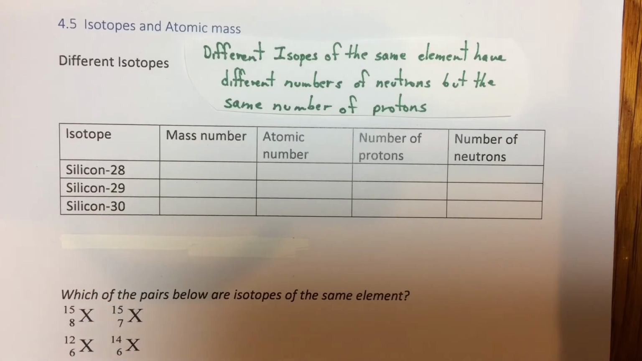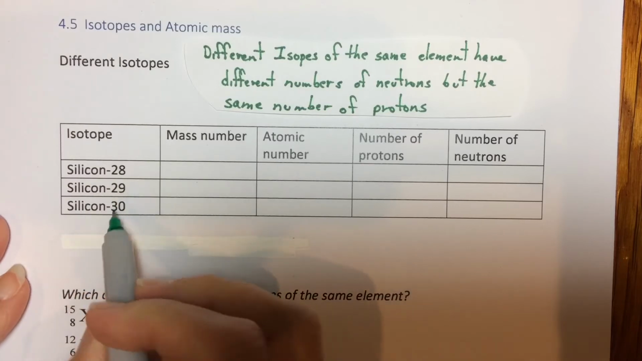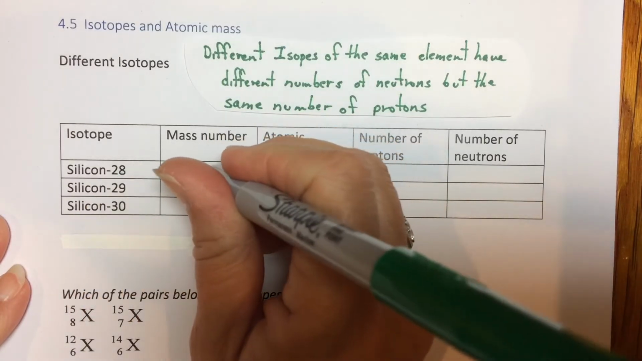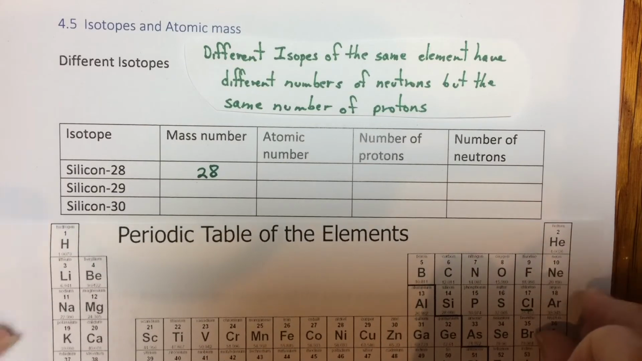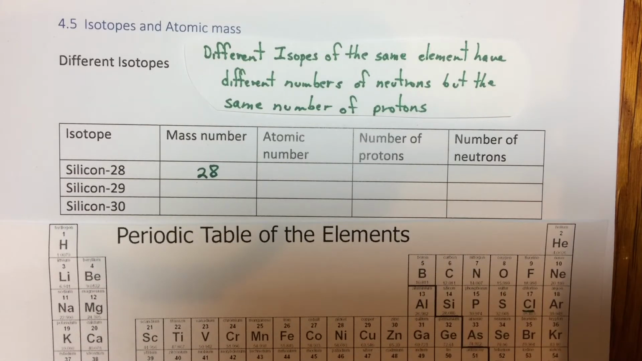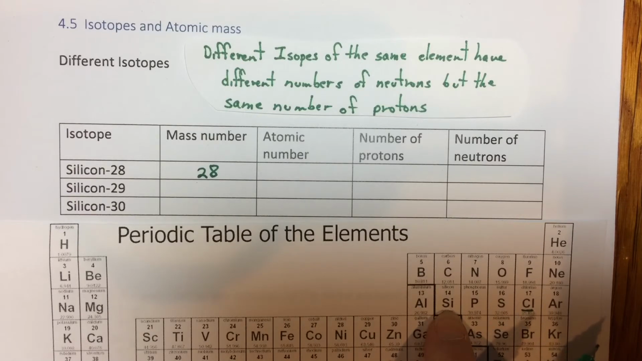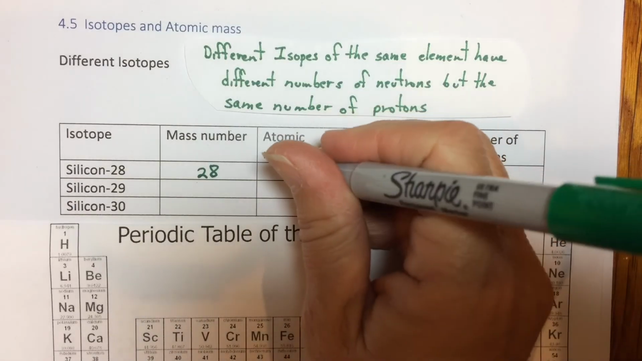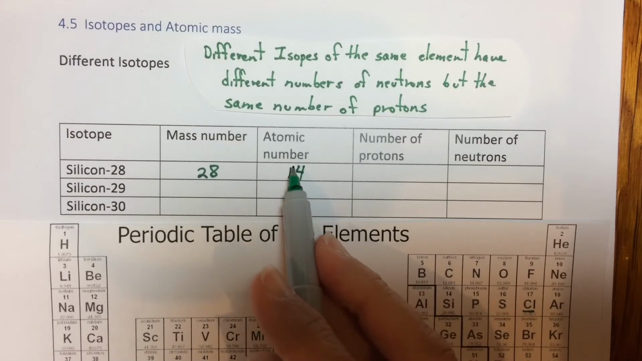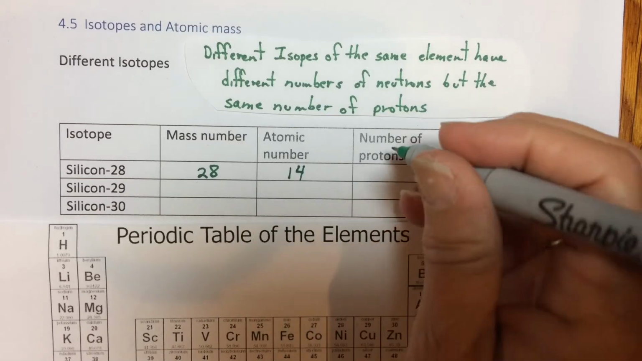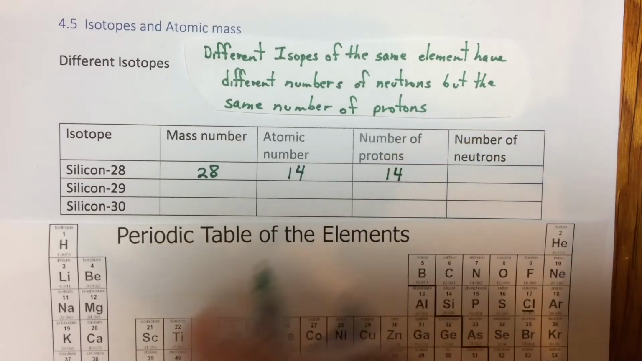We discussed before the mass number is written right behind. So silicon 28 has a mass number of 28. The atomic number we can determine from looking at the periodic table. Silicon is right here, Si, and it has the number 14. So the atomic number is going to be 14. As we discussed before, the atomic number is equal to the number of protons, and so the number of protons is going to be 14.